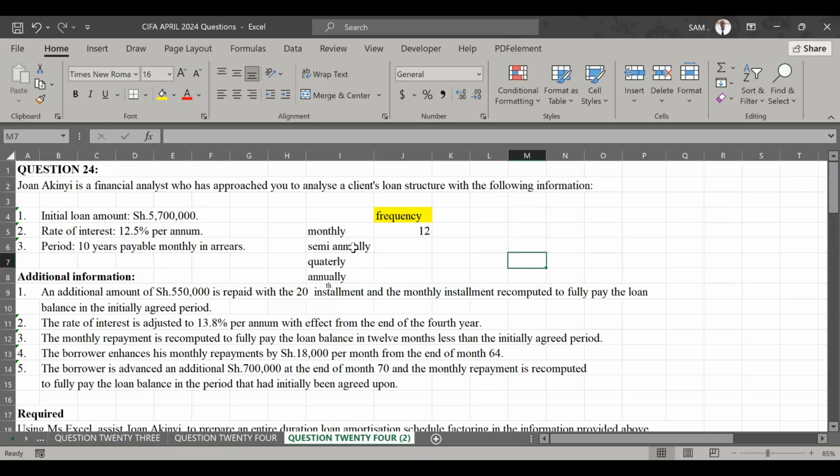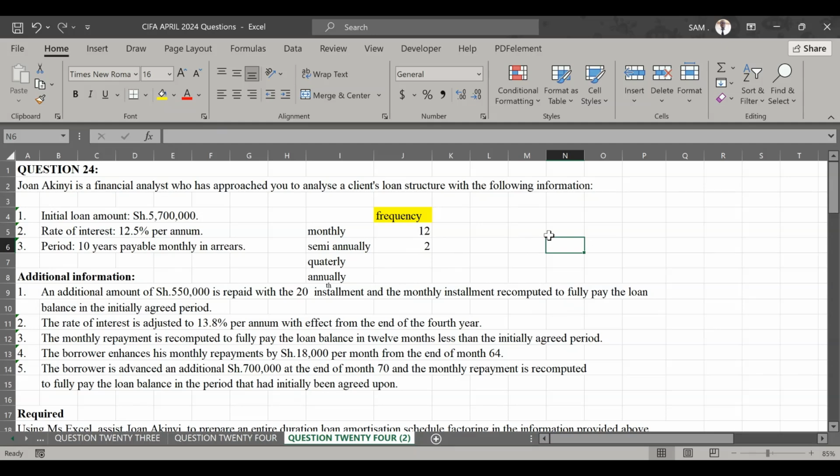Now, when you talk about semi-annually, then it means you are remitting the payments 2 times in a year. Semi means two. So semi-annually means you are remitting the payments 2 times in a year. That is the frequency. Now, let's come to the third case scenario. Quarterly. What is the frequency?